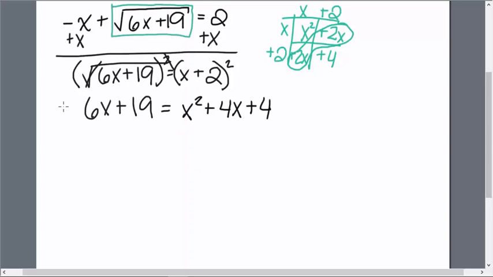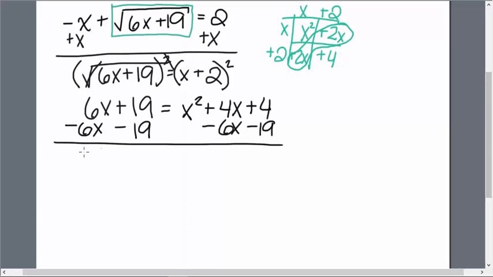So now I have a pretty normal equation. Anytime I see that my answer has an x squared, I want everything to jump ship to this side. So the x squared is on the right-hand side. All of this stuff has to move over. So I'm going to subtract 6x from both sides, and I'm going to subtract 19 from both sides. So I get 0 equals x squared minus 2x minus 15.